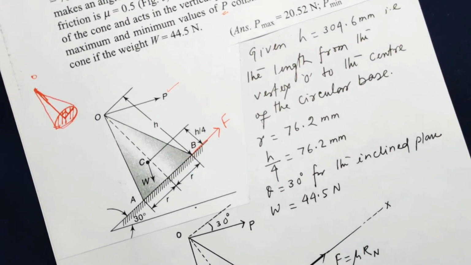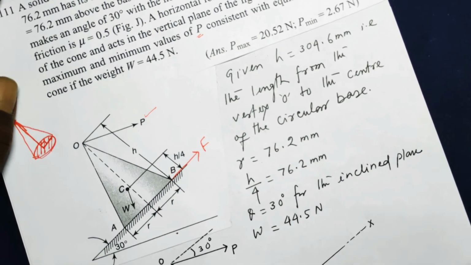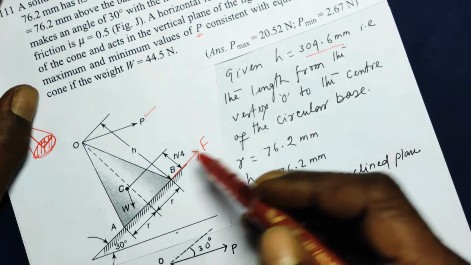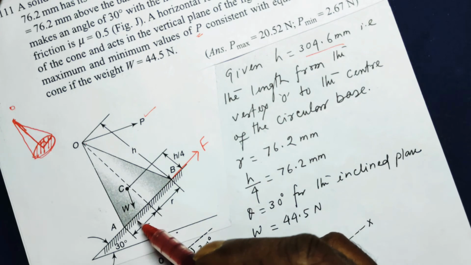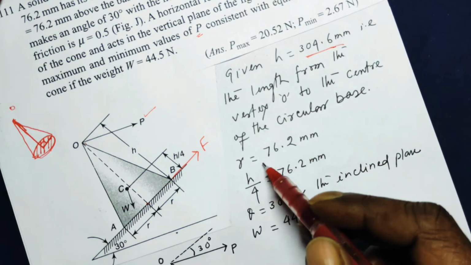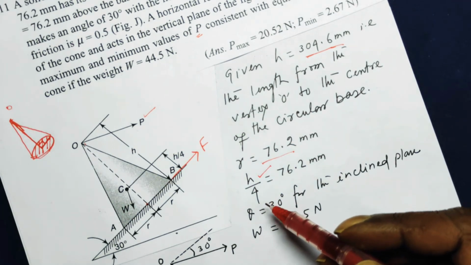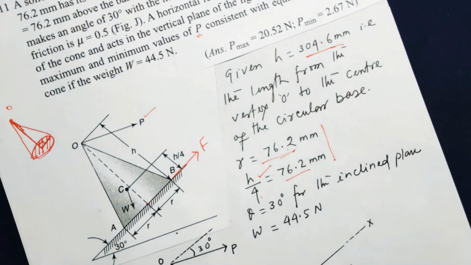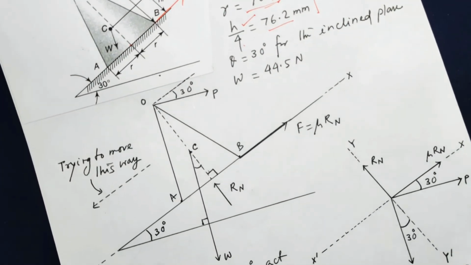So I have to redraw the diagram and explain you the different forces. Now, you can see the height of the cone is given, that is the length from the vertex O to the center of the circular base, given as 304.6. The radius is also given. And the height of the center of gravity, from where the weight of the cone is acting vertically downward, is also known. Both R and h by 4 are given equal. So there is a redrawn diagram for you.